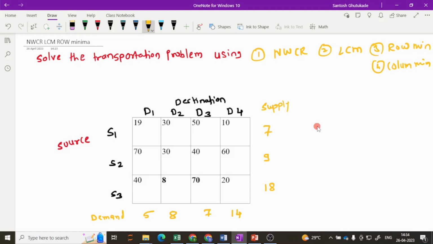Hi students. Today we will be solving the transportation model problem. Solve the transportation problem using NWCR, that is the northwest corner rule, or we can say the northwest corner method, NWCM. The second method is LCM, then row minima and column minima method. We will solve the same problem by these four different methods.